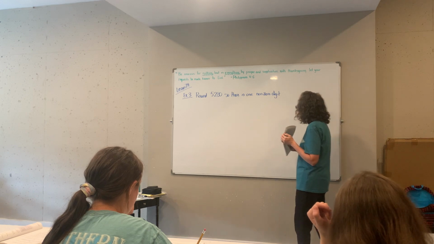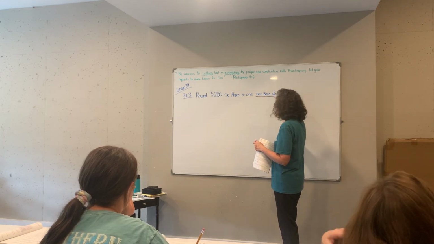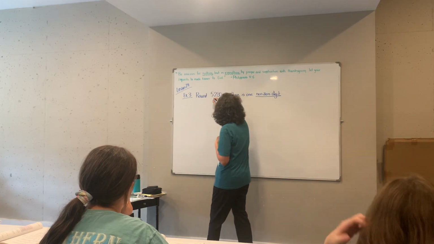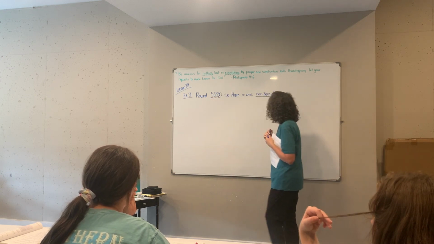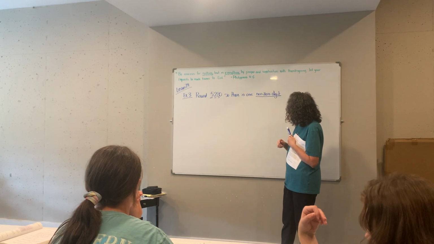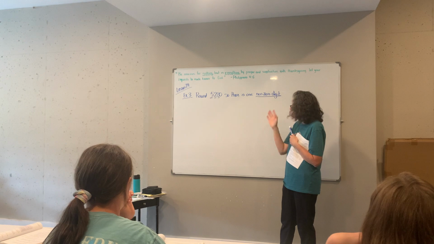So what's a non-zero digit? Anything except for 0. Here we have 1, 2, 3. I'm going to underline them. 1, 2, 3 non-zero digits. And then we have a 0. They want us to round it so there's only one non-zero digit. So which one are we going to keep?